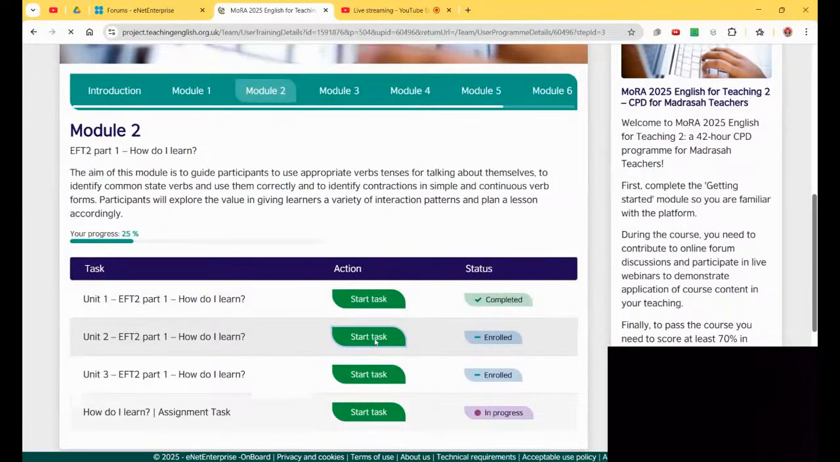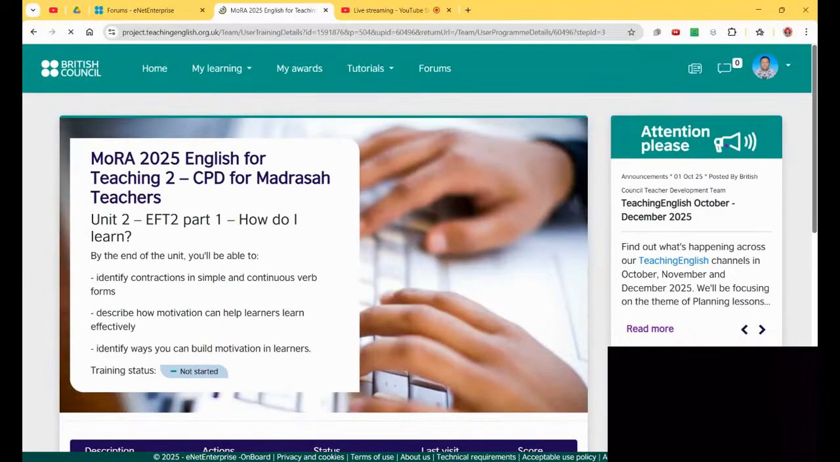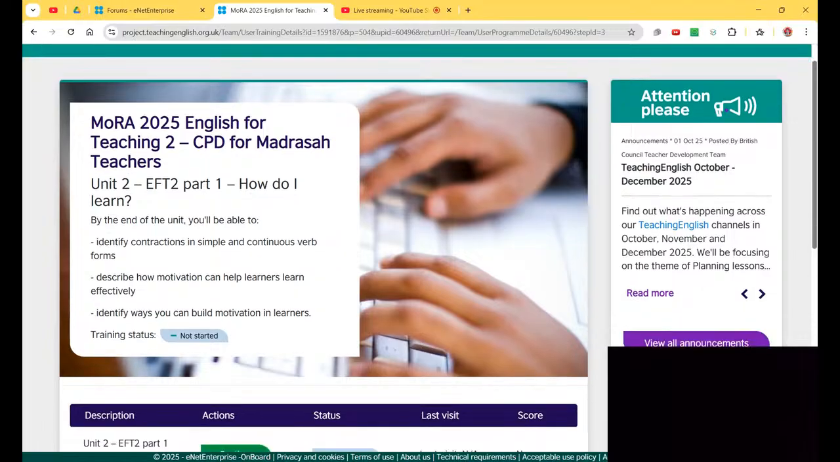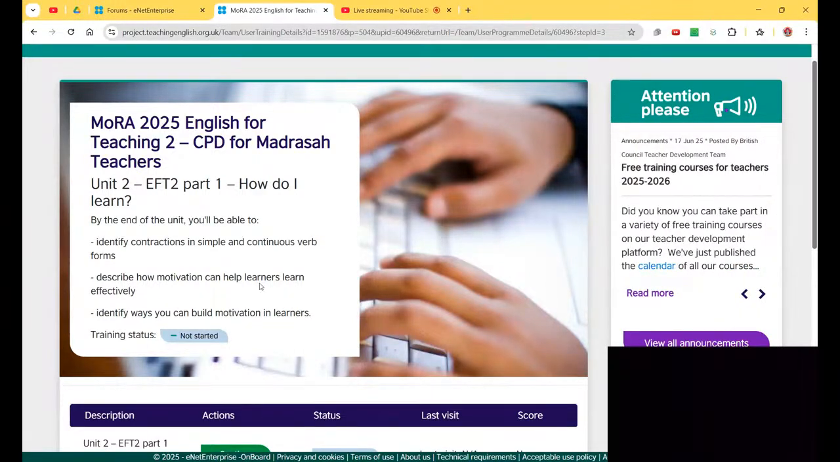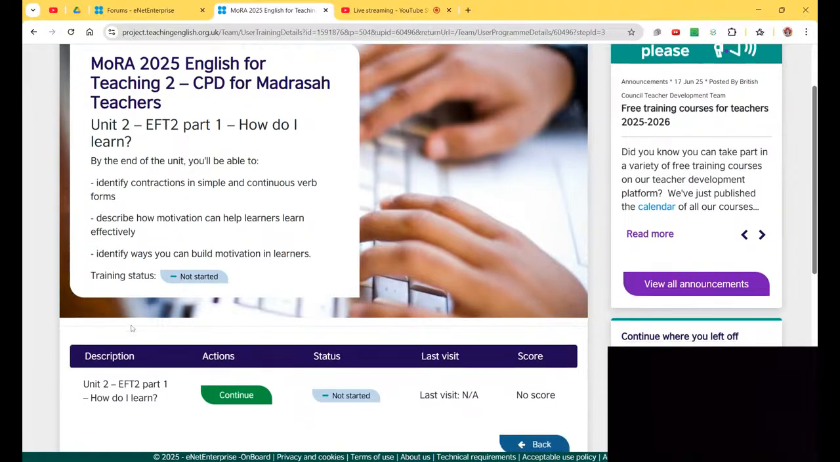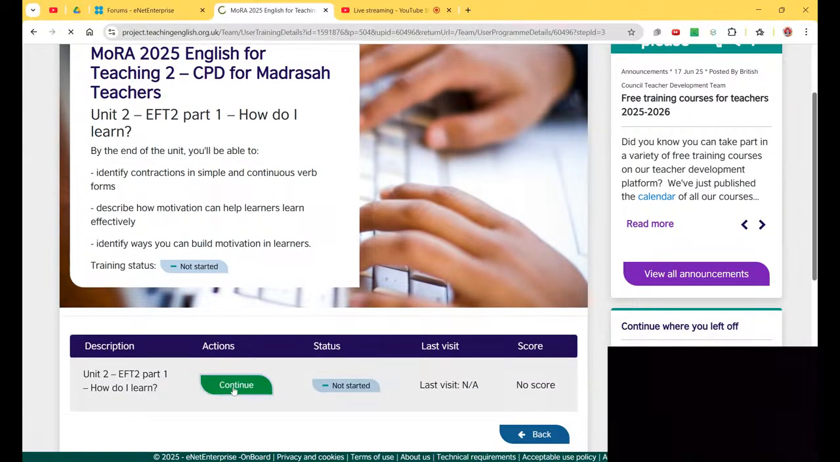Unit 2. English for teaching, conditional. They'll learn how to identify contractions in simple and continuous verb forms, describe how motivation can help them effectively, identify ways you can build motivation in learners. Okay, let's learn.